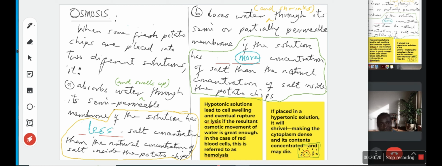Then if it is the other way around, you can read it now. If placed in a hypertonic solution, it will shrivel, make the cytoplasm dense, and tend to concentrate and may die. In another case, if the red blood cell is placed in a solution with fewer water molecules compared to the red blood cell, water will be moving from the red blood cell into the solution. And so the red blood cell will shrivel because it's losing water, and may also die.